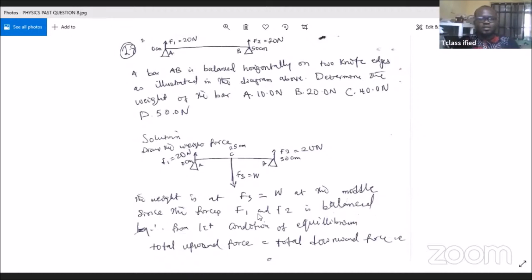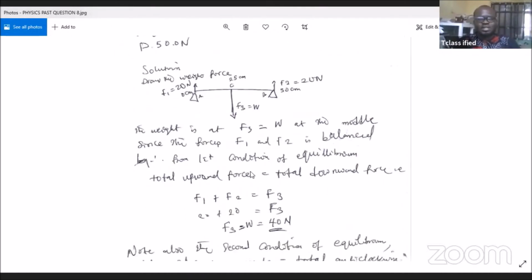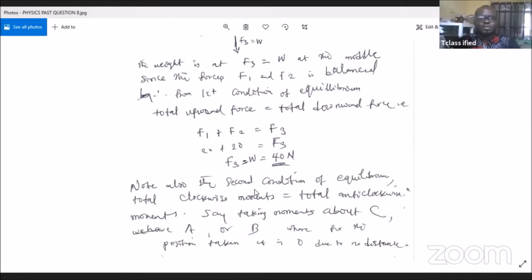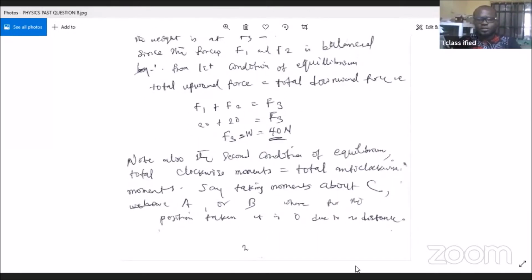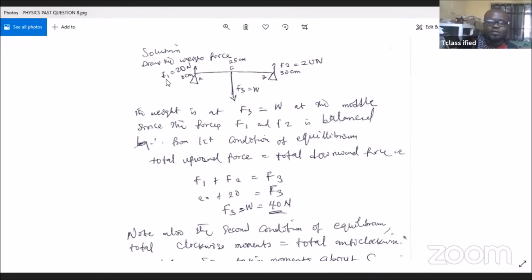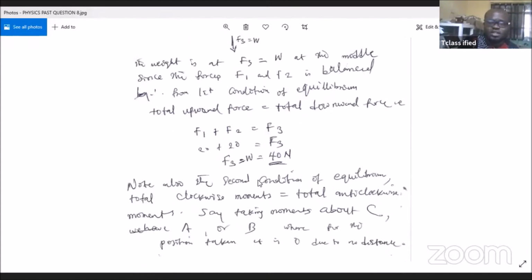But before we can solve this, we need to know the two conditions necessary for equilibrium to occur. Or actually one of the conditions to be able to give us the right answer. So for equilibrium to occur, the total upward force must be equal to the total downward force. So these are the upward forces, F1 and F2. So the total of it must be equal to the down. That's why we have F1 plus F2 must be equal to F3. So 20 plus 20 equals F3, which is simply equal to 40. That's the first condition of equilibrium.